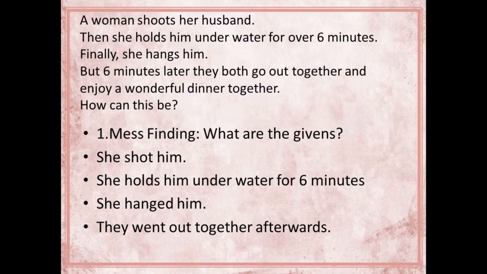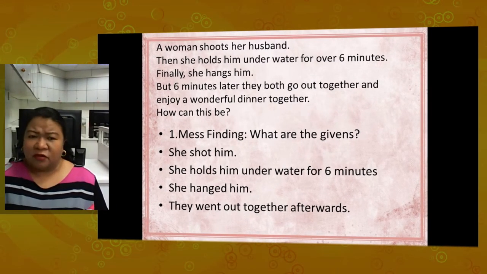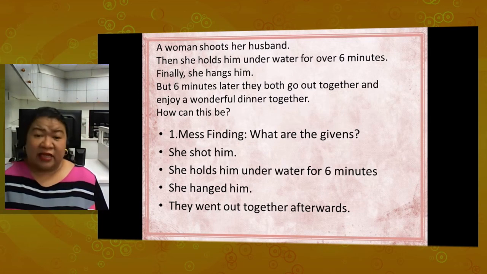Okay, so in step one, mess finding, you try to see what are the givens. She shot him. She holds him underwater for 6 minutes. She hanged him, and then they went out together afterwards. So those are the givens. So how do we make sense of this?